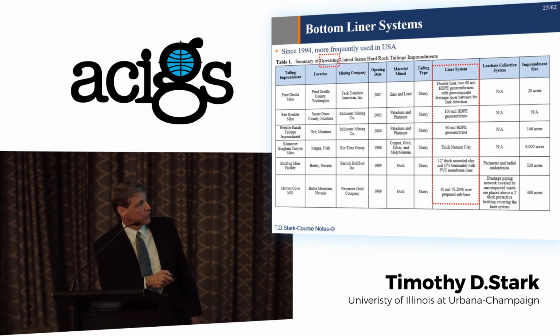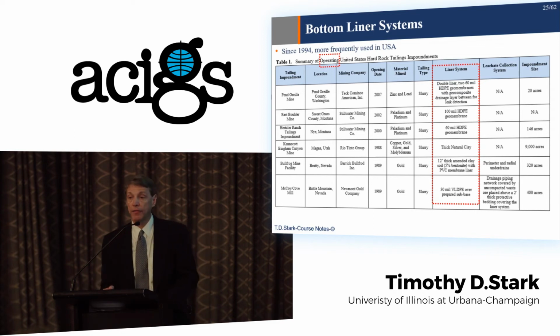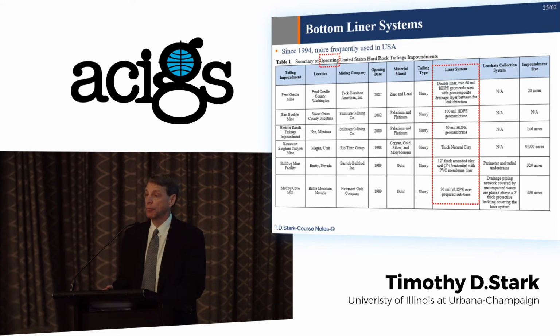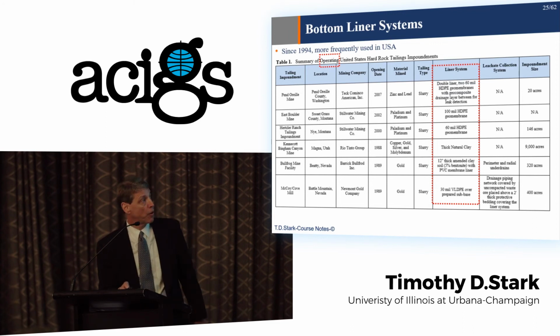Okay, next up is a 12-inch amended clay layer with 5% bentonite and a PVC geomembrane, 30 mil, and then finally a 30 mil LLDPE or VLDPE. So that's what we have as the current operating liner systems for tailing management areas. So the next 2 slides are proposed.